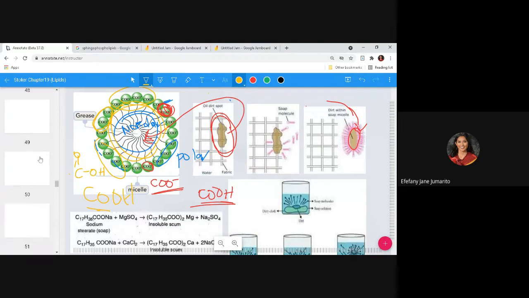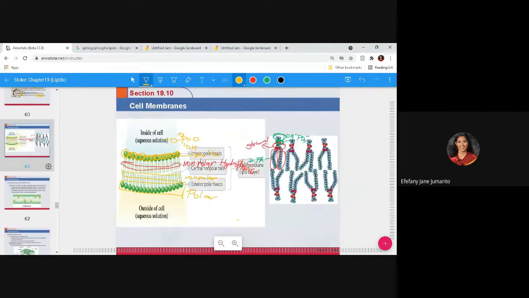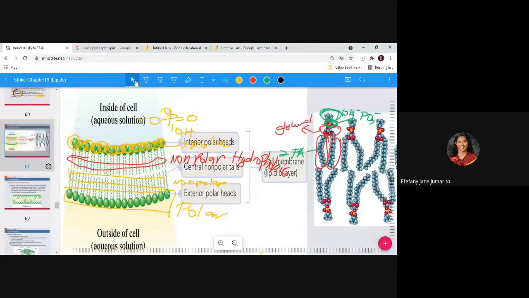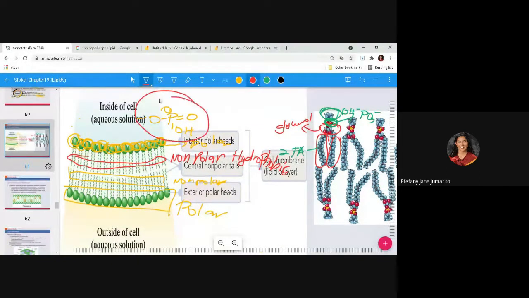Now, for your lipid bilayer, unsa naka-polar sa imong lipid bilayer? It's the OH or the phosphate group. The phosphate group mao'y hinungdan nga na-polar ang imuhang lipid. So the polar heads are phosphate and alcohol group. Pero katong imong micelle, katong soap action sa sabon, what makes it polar is the carboxylate ion or carboxylic acids.